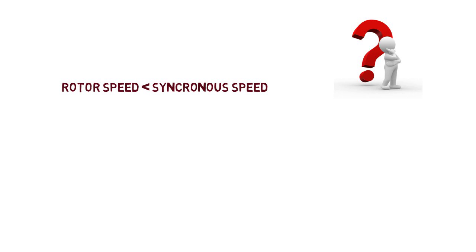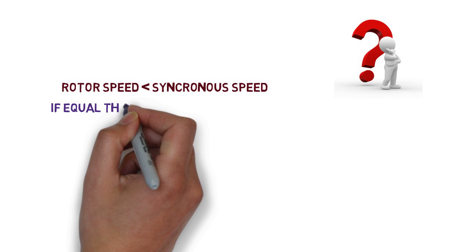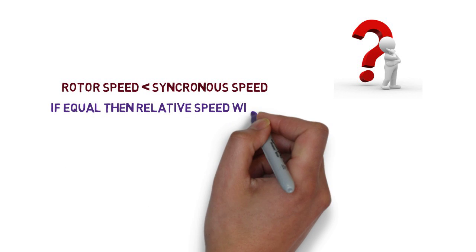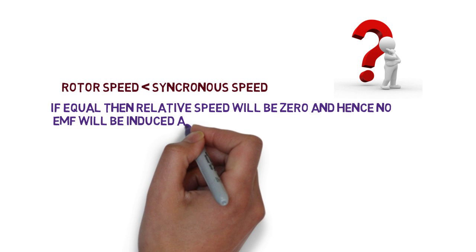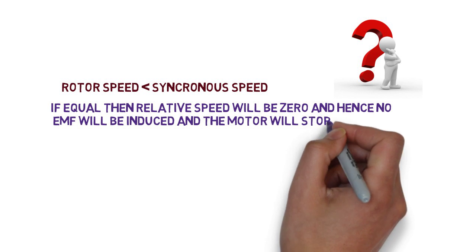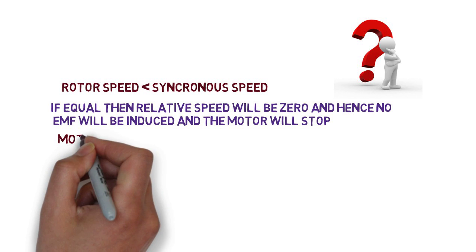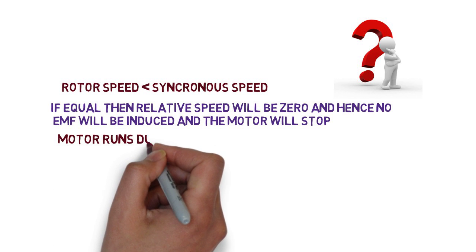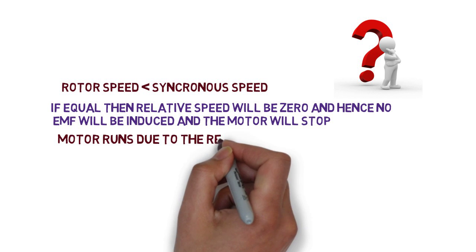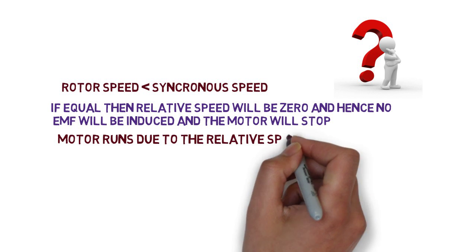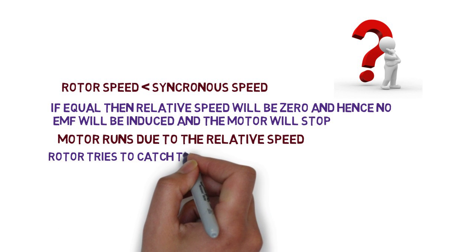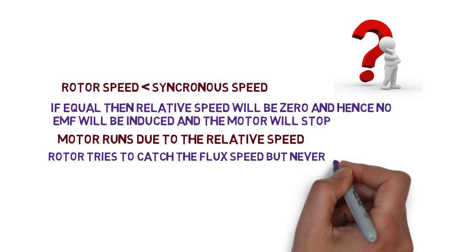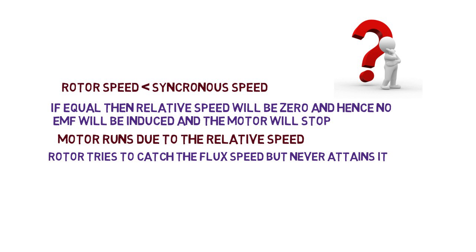The rotor always tends to catch the synchronous speed but never catches it, because if the flux speed and the rotor speed become equal, then the relative speed will be zero and the current induced in the rotor will no more oppose the flux and hence the motor will stop. Therefore, the motor runs due to the relative speed between the rotor and the flux. Hence, the rotor never catches the synchronous speed. Hope you guys have got the concept of the principle of operation of a three-phase induction motor.